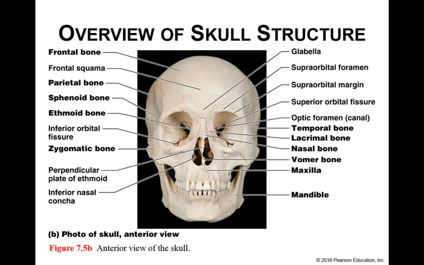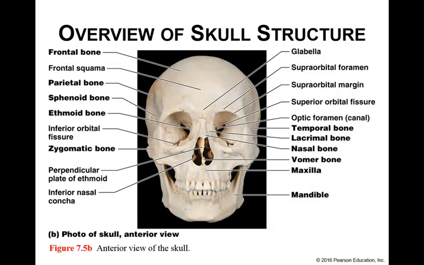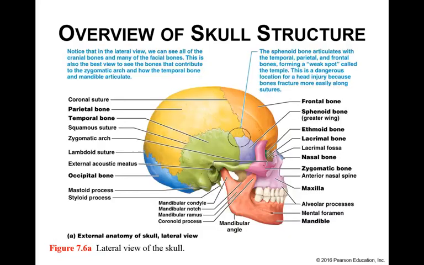We know our bones are not colored, so once you become familiar with this, you need to start training yourself to be able to pick out these bones on the plain white skull. Okay, so it again shows you everything labeled there. This would be a lateral view, which is from the side.